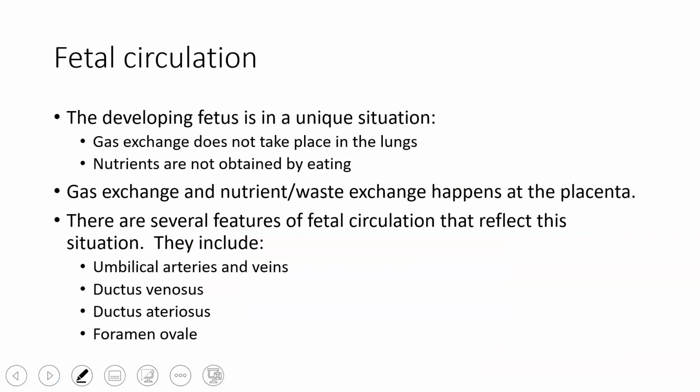Now, the fetus is in a different situation than you are, because for one, the fetus is not breathing. It's completely immersed in amniotic fluid. It can't breathe, so gas exchange takes place in the placenta. The fetus is not eating. Nutrient exchange takes place in the placenta. So the fetal circulation reflects this situation. We have different structures: umbilical arteries and veins, and then the ductus venosus, the ductus arteriosus, and the foramen ovale.